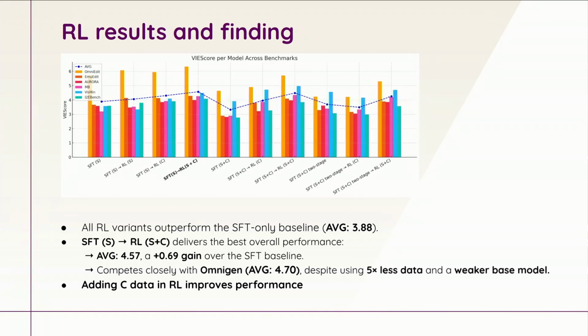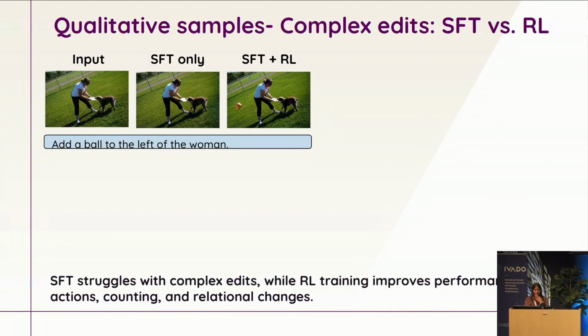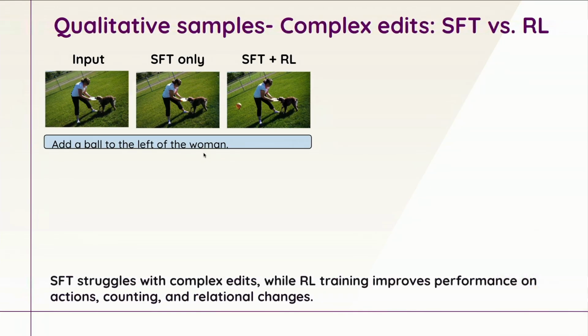And these are some other settings, where we took different versions of SFT model and applied RL on top. In every case, we consistently saw that RL post-training helped quite a bit. So I'm going to show you these examples, which are more interesting, to show you where RL actually matters. So here, the instruction is add a ball to the left of the woman. So again, this is an example of spatial reasoning. You see the SFT model doesn't add a ball at all, and the RL model is adding the ball and also adding it to the left.